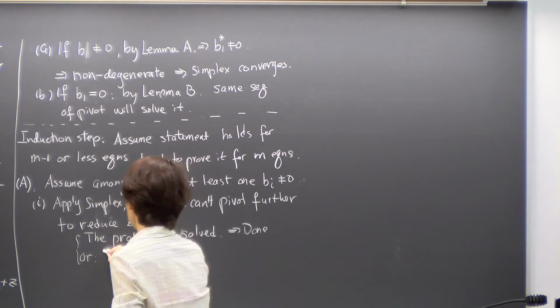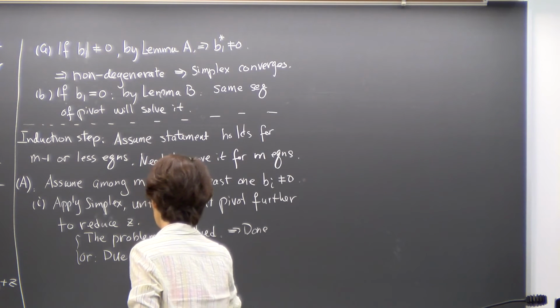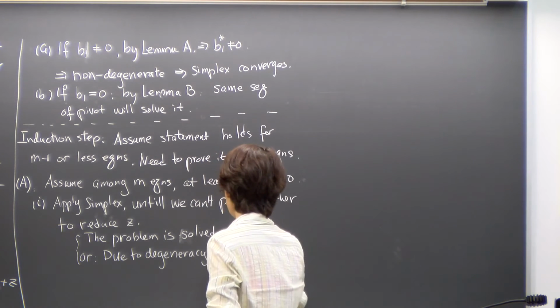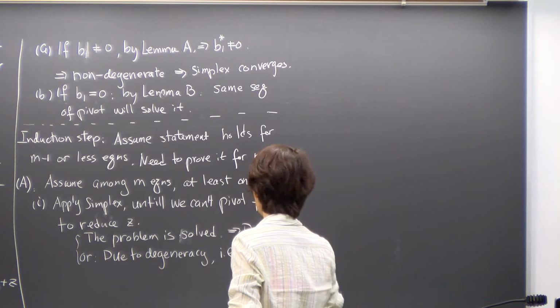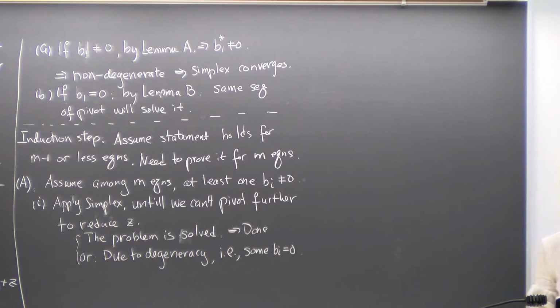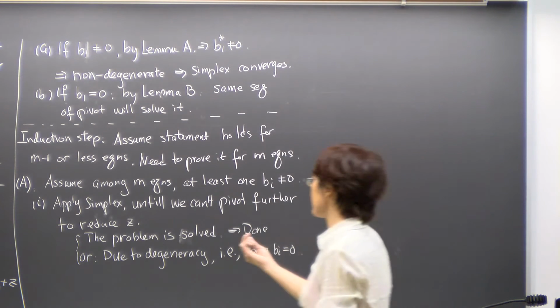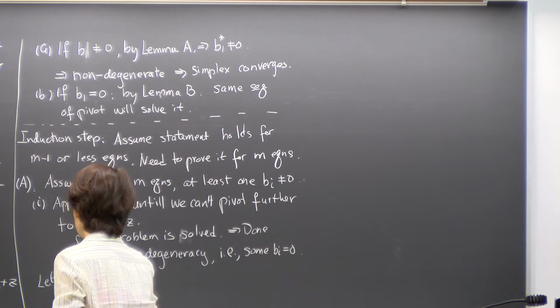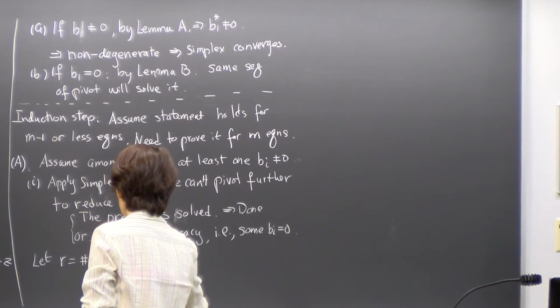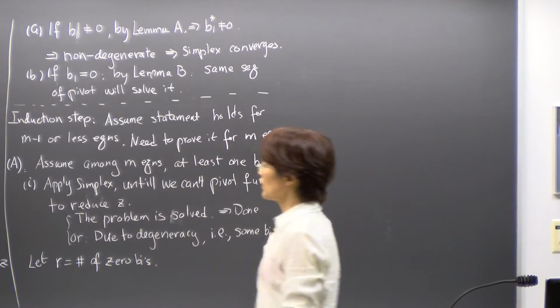OK, so we will have degeneracy, that is, some bi's are 0. Is that all right? So I know I have some bi's that are 0. So let's say I denote a number r equal to the number of 0 bi's. OK? So we know it's at least 1.